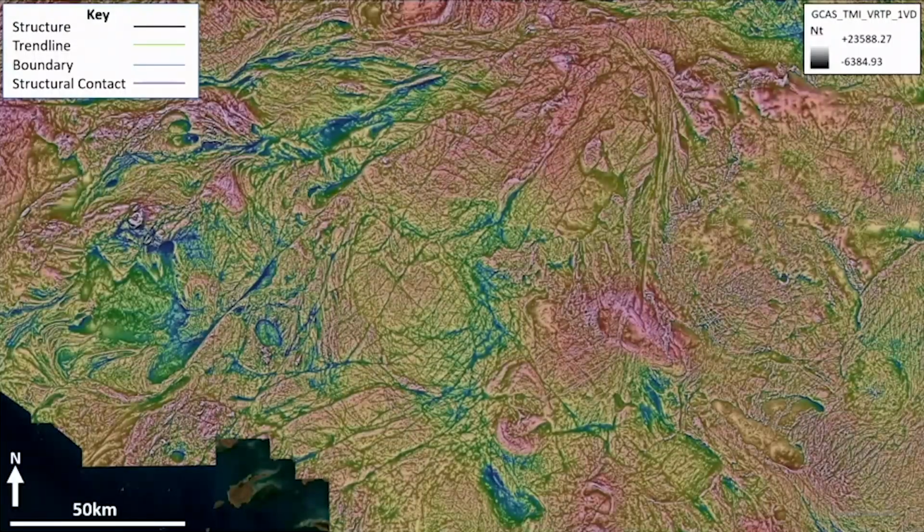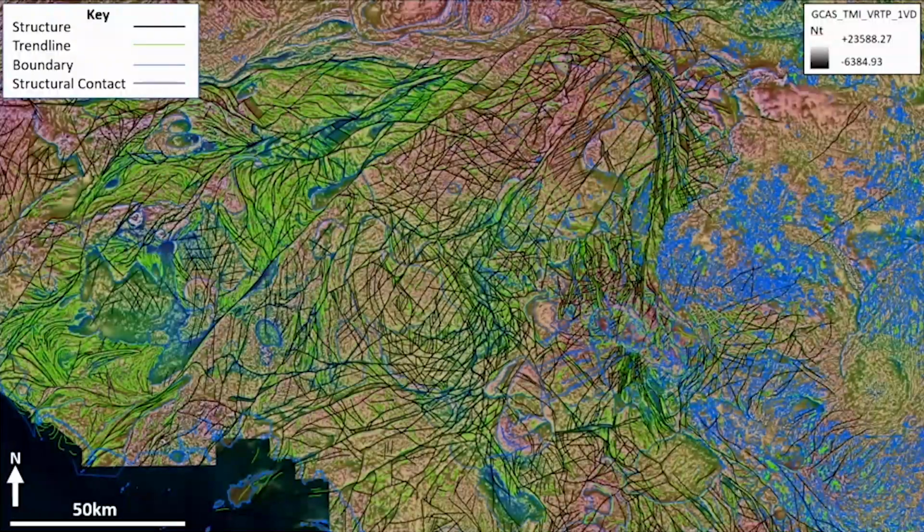Mapping started by picking structures, so structure lines, trend lines, and boundaries on the aeromagnetic imagery. As mentioned, as well as picking these features on the aeromagnetic imagery, we've tied where possible to outcrop, also using gravity data to discern deeper features.